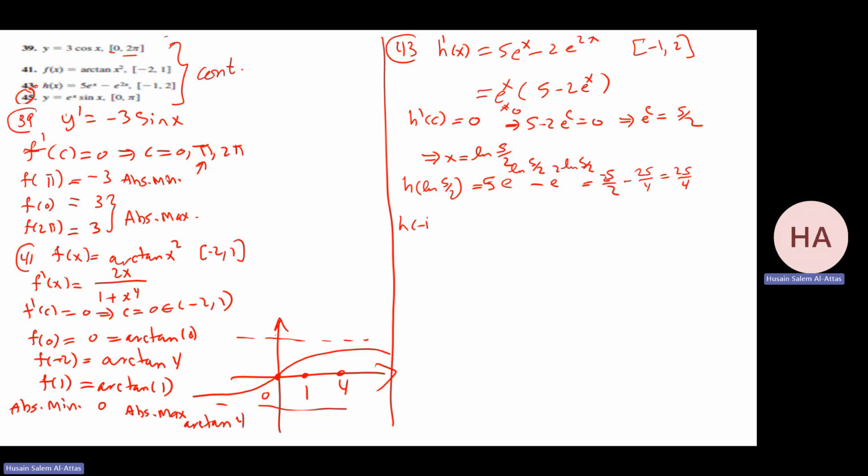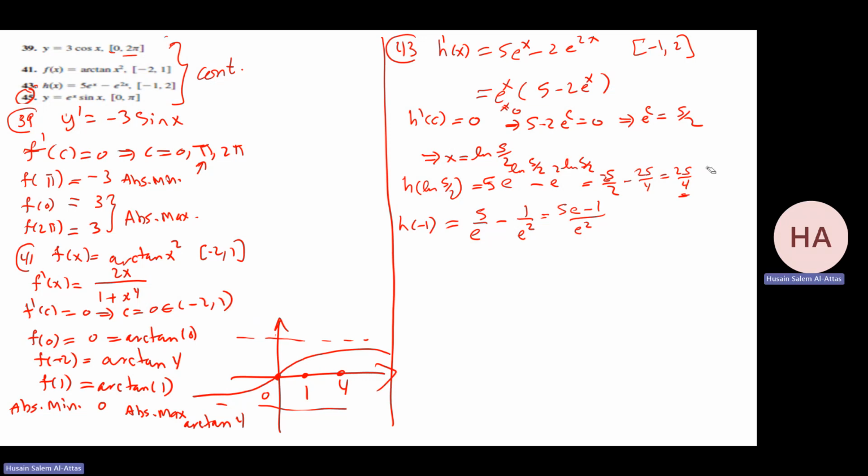h at minus 1 will be what? 5 over e minus 1 over e squared. Not easy to do. Not easy to compare to this one, I think. I can rewrite it as 5e minus 1 over e squared. Yeah, cannot reach this one. I think 25 over 4 will be the maximum. This is the absolute maximum. Okay.